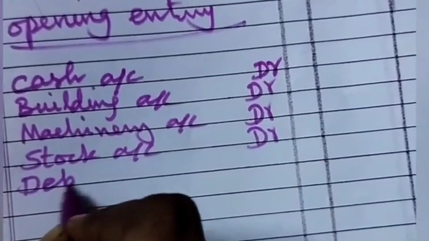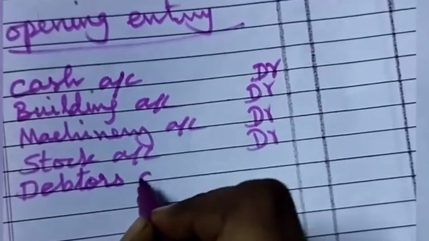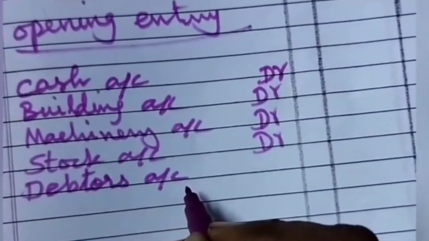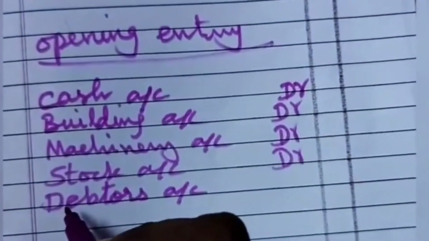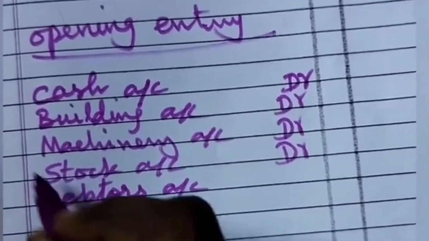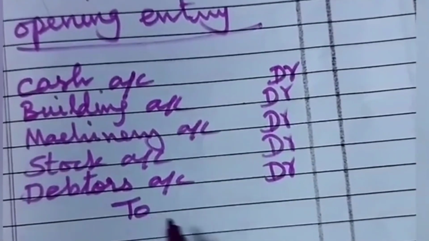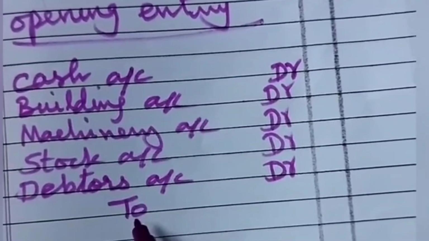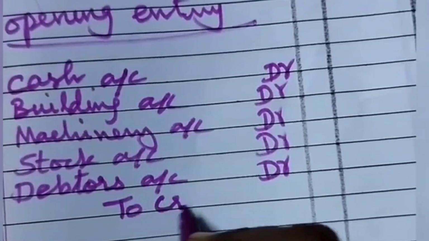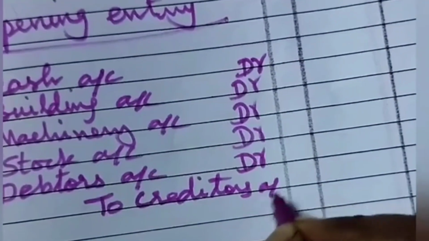Debtors also the assets of the business. In future we can claim the money from that persons. So this is also one of the assets. So all the assets should be debited. Why? As per real account, debit what comes in. So all the assets are coming inside the business. So we are debiting all the assets. Then what should be credited? To creditors. That is, in future we have to pay the money to the creditors. So creditors account should be credited.